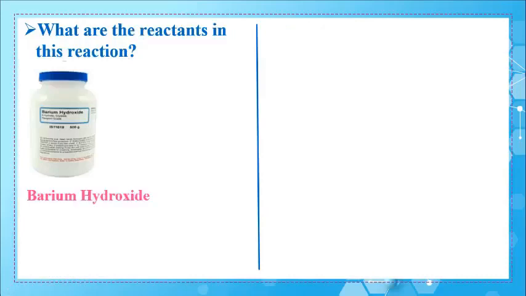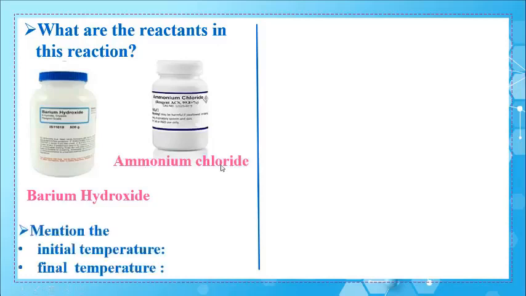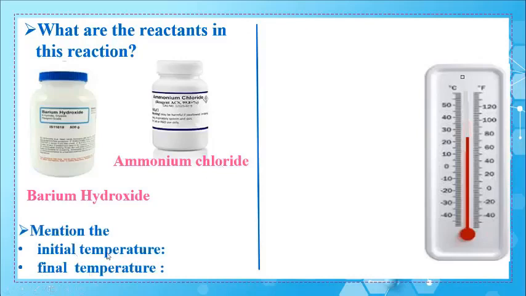Then what are the reactants in this reaction? What are the starting materials? Good. They are barium hydroxide and ammonium chloride. Let's mention the initial temperature. Observe the thermometer. What was the initial temperature? It was 23.9 degrees Celsius. Let's check the final temperature. Observe the thermometer again. What happens to this temperature? It's dropping down till it reaches minus 2.5 degrees Celsius.